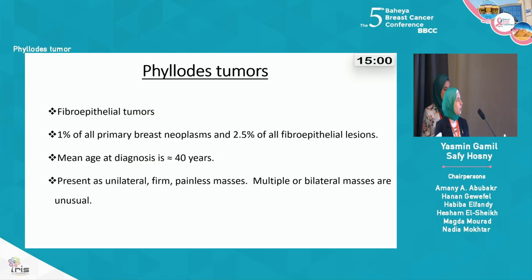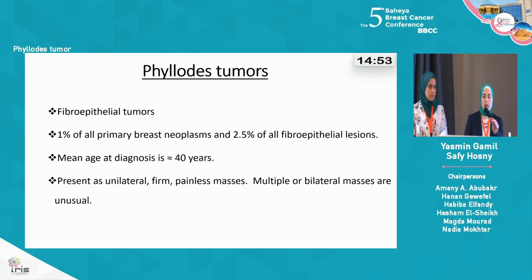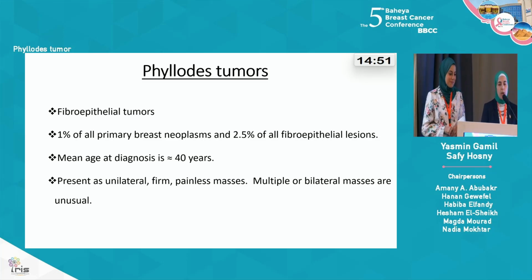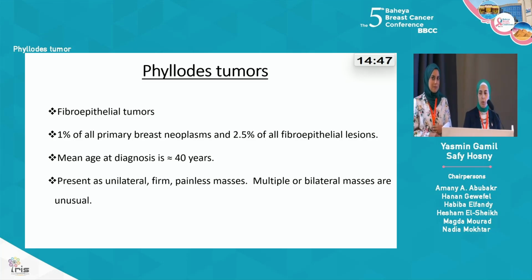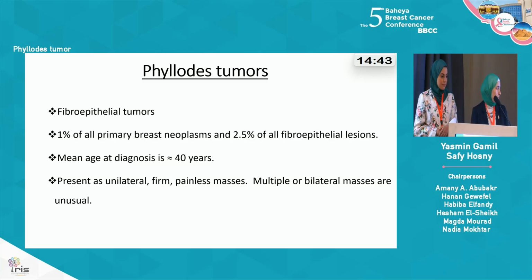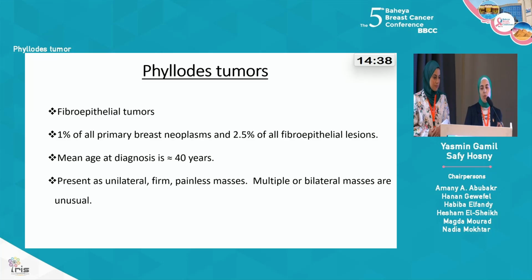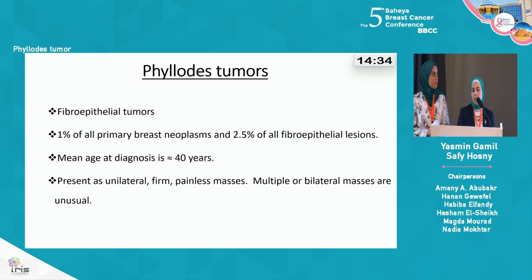Okay. Phyllodes tumors belong to the family of fibroepithelial tumors. They account for 1% of all primary breast neoplasms and 2.5% of all fibroepithelial lesions. The mean age is 40, and they usually present as unilateral firm painless masses. Being multiple or bilateral are unusual.